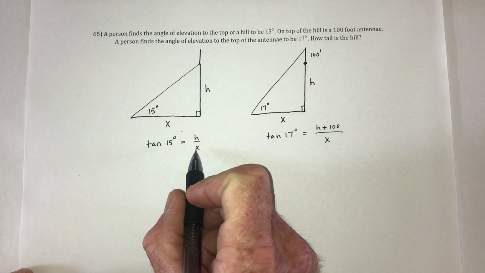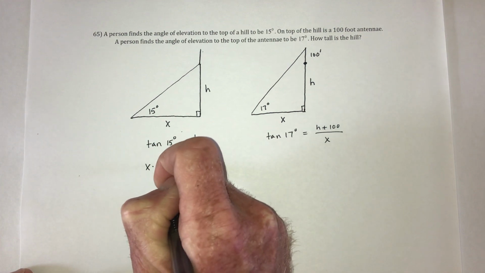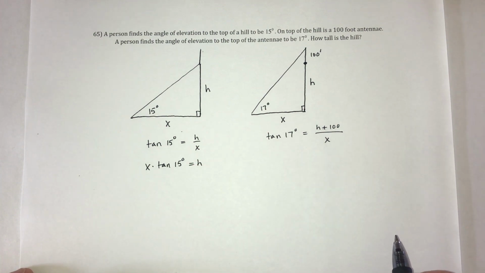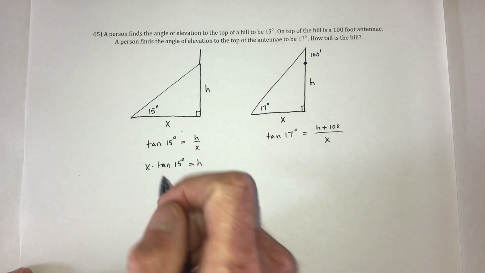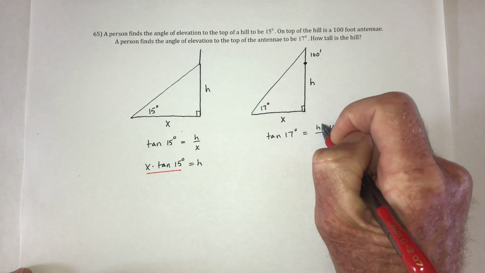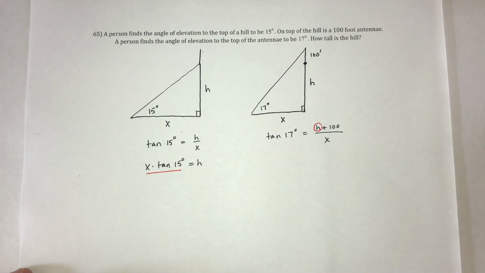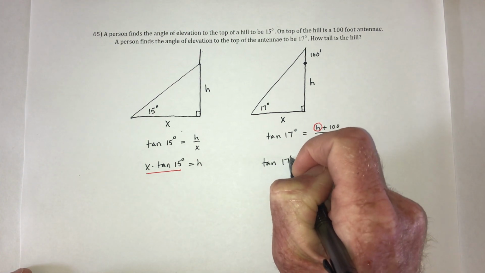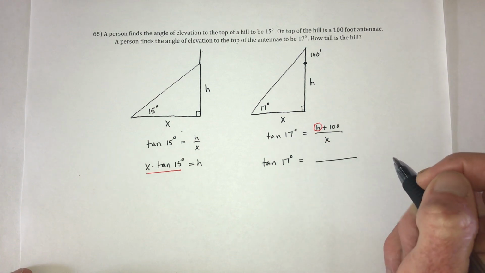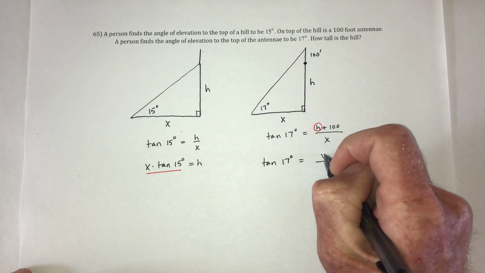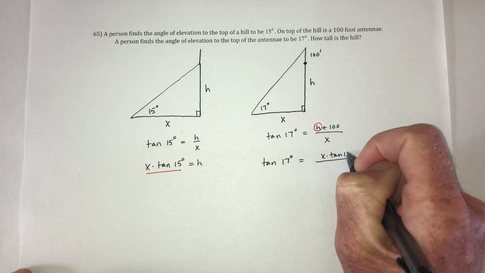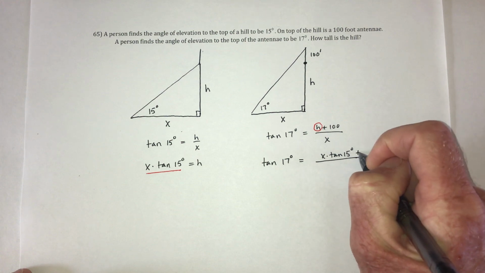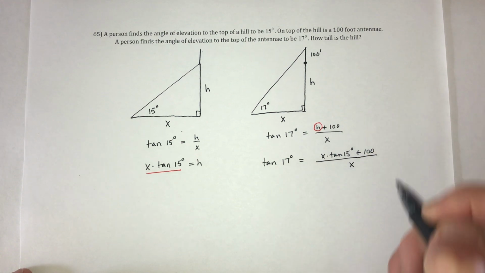So for this one, multiply both sides by X. And then that's what H equals. And since this is what H equals, I'm going to take that and plug it in for this H right here. So this equation becomes tangent of 17 equals, replace the H with X tangent of 15 from over here. And then it would still be plus 100 and still be divided by X.